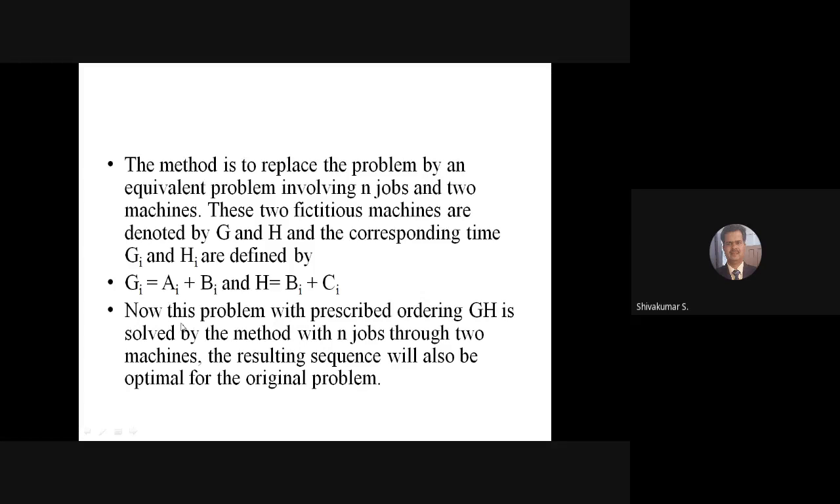Next, this problem with the prescribed order GH is solved by the method for n jobs on two machines. We are going to follow the same procedure as two machines n jobs, because if the condition is met, then we follow the same as the previous one. Remember, write down these here: two fictitious machines are created, G and H. G is equal to A plus B, H is equal to B plus C, and the order is GH.